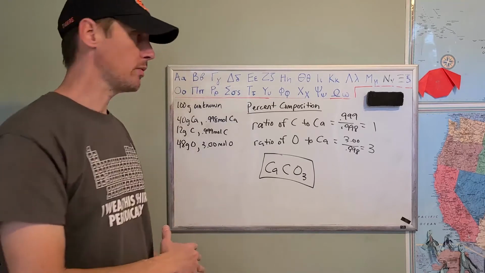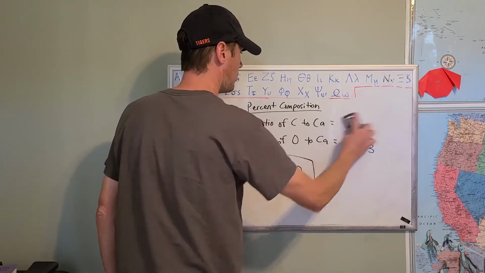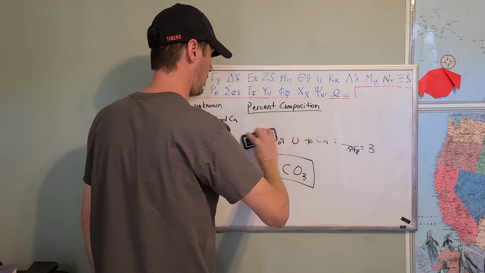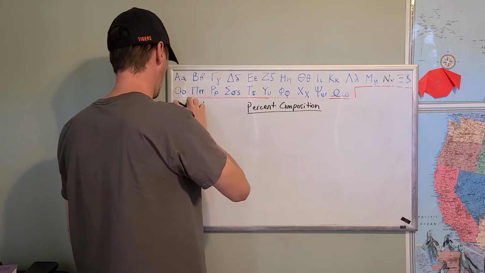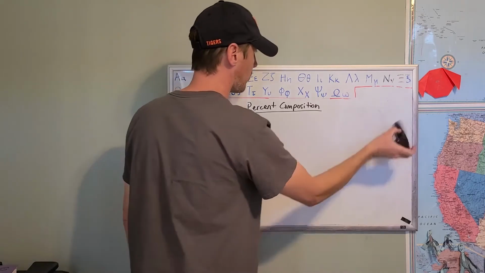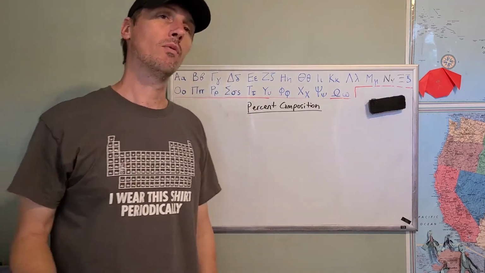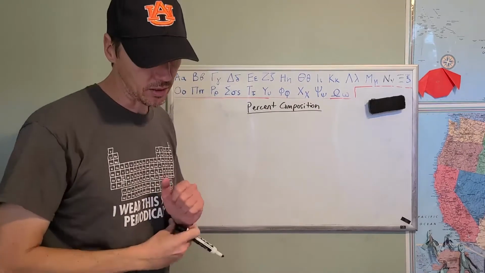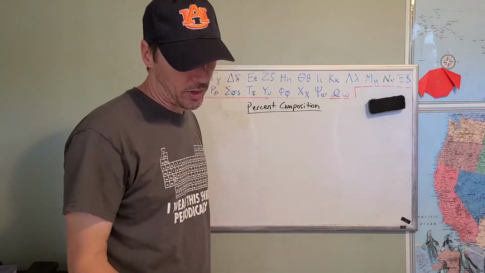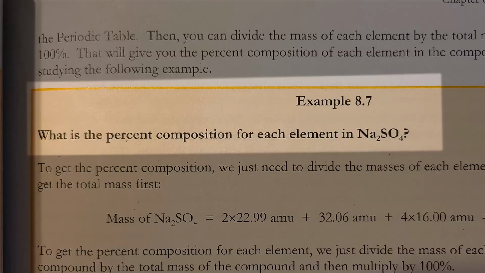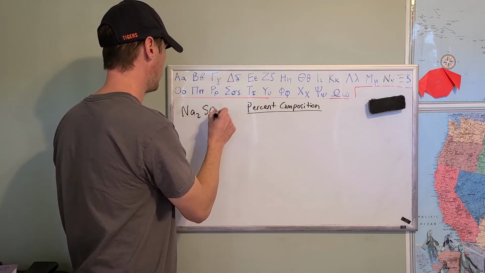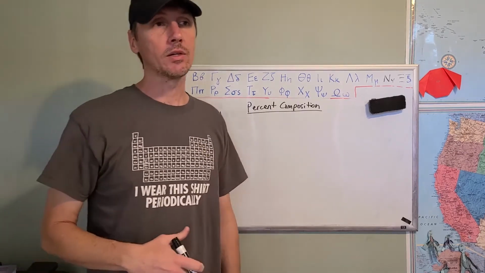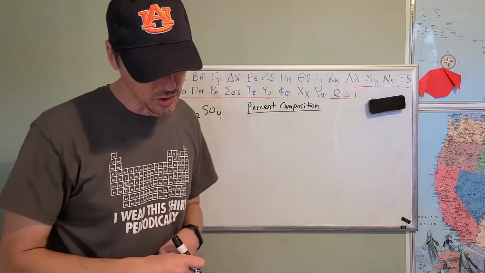Now we can also go in the other direction. What if they give us an empirical formula and say they want to know what the percent composition is of that substance? And we can do that as well. So example 8.7 asks that question. What is the percent composition for each element in Na2SO4? This one's actually a little easier. We don't even have to deal with grams in this one.